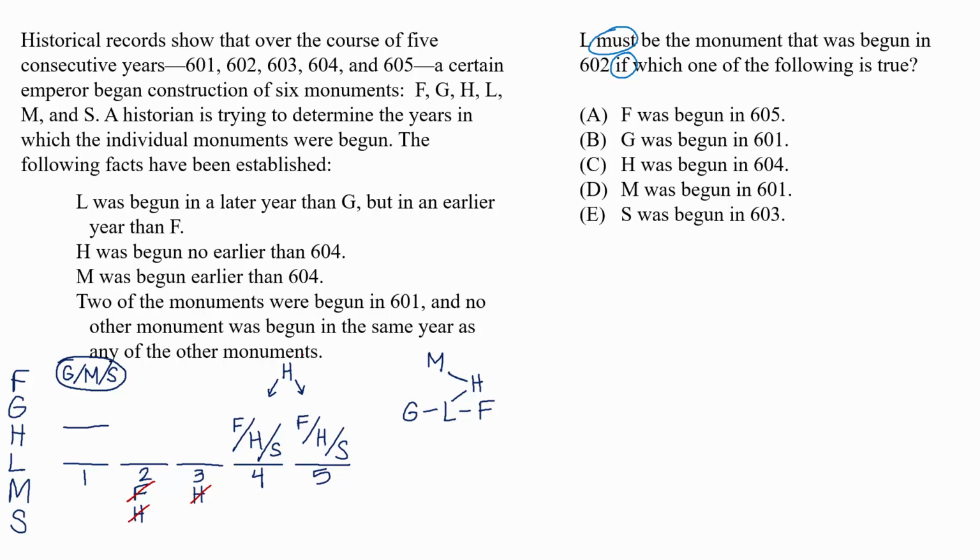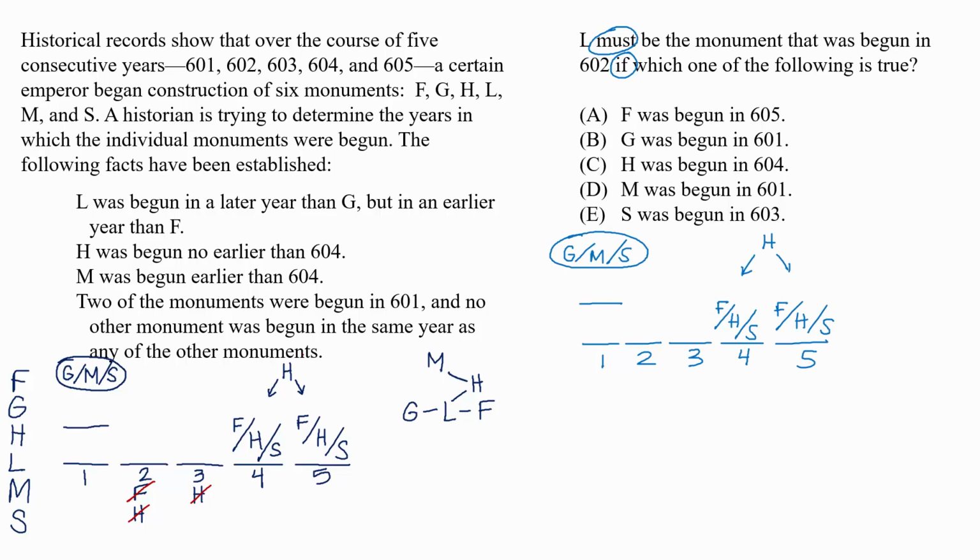And since there could be many conditions that push L into the 602 spot, it would make more sense to evaluate each choice one at a time and test them quickly with our pencil instead of trying to predict the answer. The wrong choices won't force L into 602, and the answer will be a condition that leads to deductions, one of which is that L must be in 602.